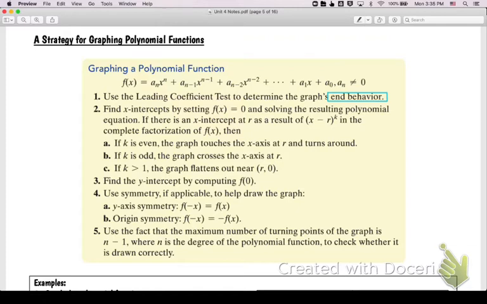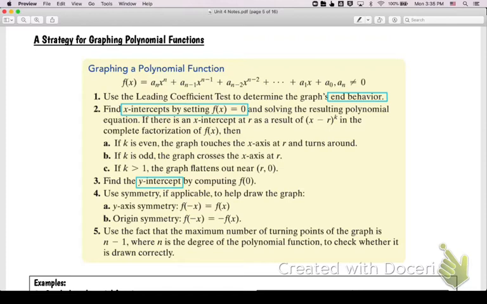The second step is to figure out the x-intercepts. That is going to take f of x and set it equal to 0. We also want to determine the multiplicity when we do that, and that tells us how the graph behaves. It's either going to bounce, touch and turn around, or it's going to cross through the x-axis. Step 3 is to find the y-intercept. We do that by plugging 0 into the equation, okay?